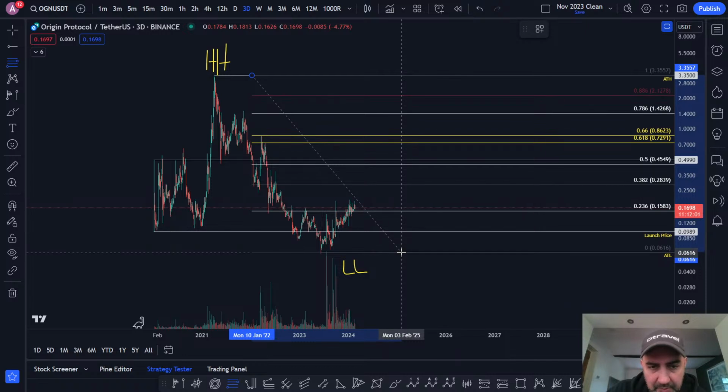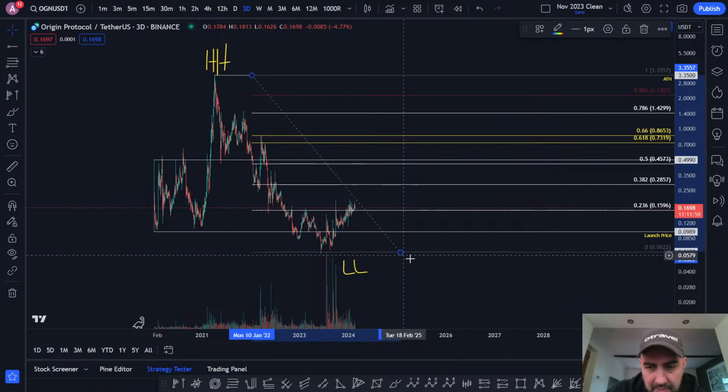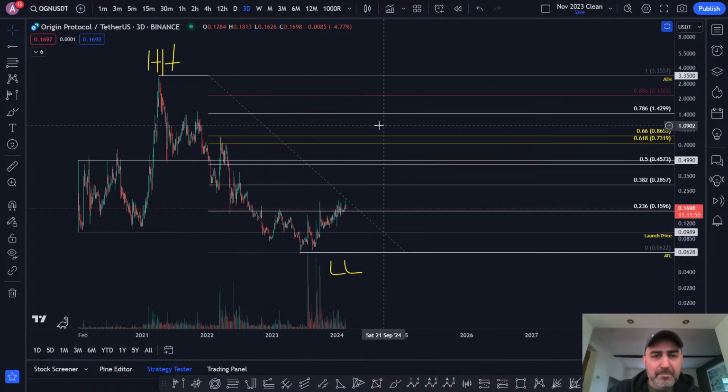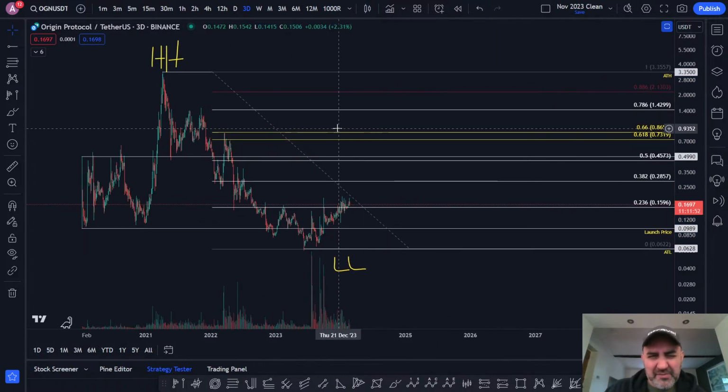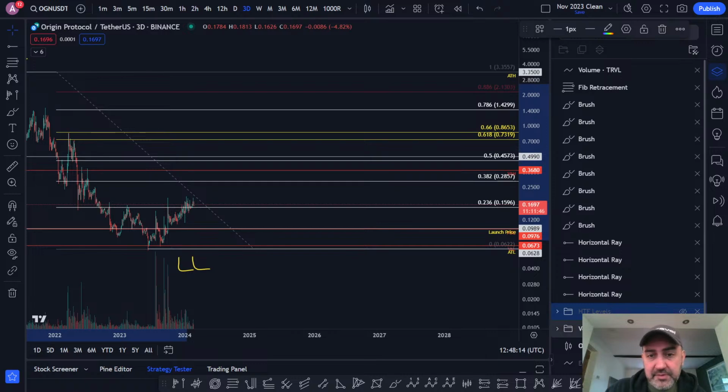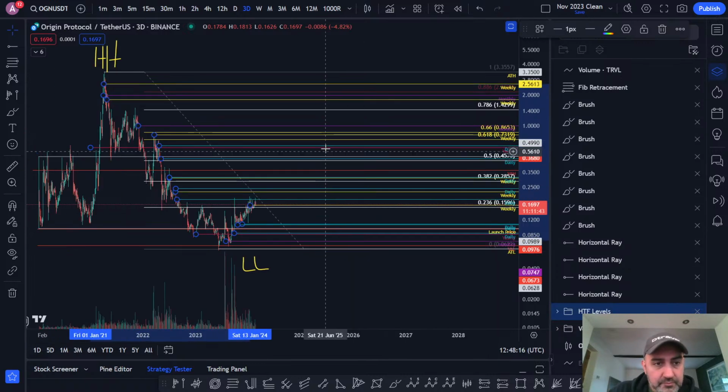If I do a fib pull, then you have the golden pocket there. If I line that up with my levels, it's a lot of lines. It's hard to see.